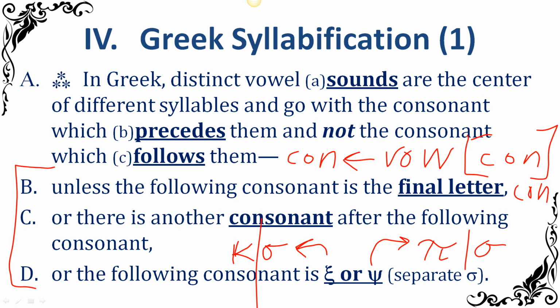The vowel sound is in the middle. Normally it goes with the consonant in front, unless it's a final letter, it's a consonant followed by another consonant, or you have one of the double consonants. Which sounds really easy until you try to apply it.